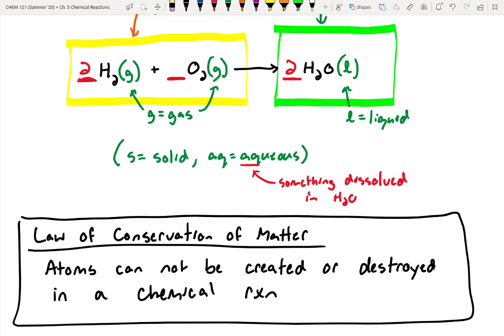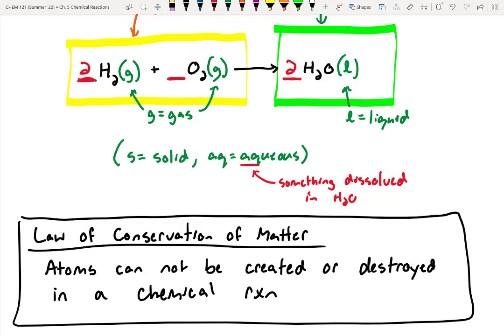So now we can go and do our final check, and I'd say, well, over here we now have 4 hydrogens. Over here we have 4 hydrogens. That's good. We haven't created or lost any hydrogens. And then over here I've got 2 oxygens, and over here I've got 2 oxygens due to this 2 multiplier.